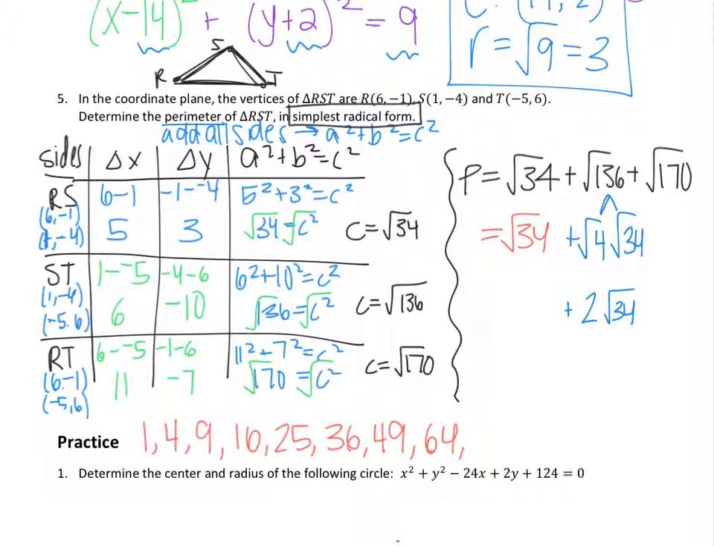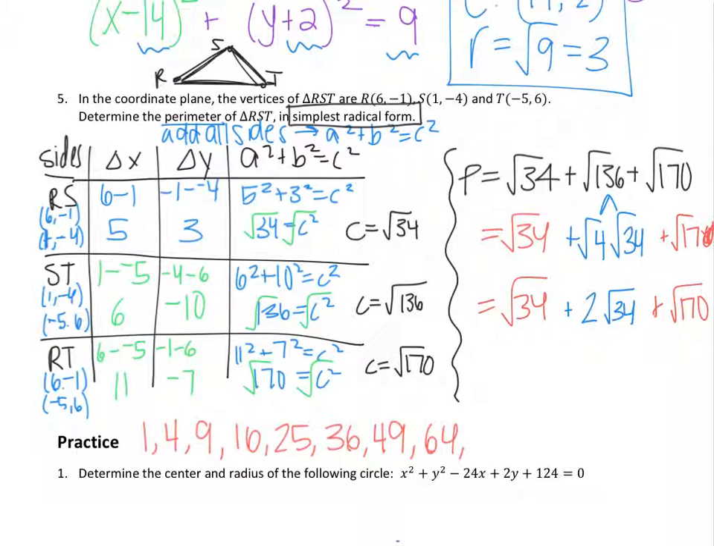Pause the video while you do this. Come back to me when you're done. Alright, so you should have found that nothing goes into square root of 170, so we're just going to carry it down, which means that now perimeter is square root 34 plus 2 square root 34 plus square root 170.